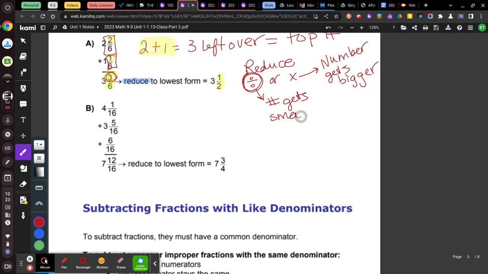Okay, and when we reduce, reducing means your number's going to get smaller. We want it to reduce smaller. So what we do is we see what numbers do 3 and 6 divide by. So I would take 3, make a factor chart. 1 times 3, that's it. 6, make a factor chart. 1 and 6, 2 and 3.